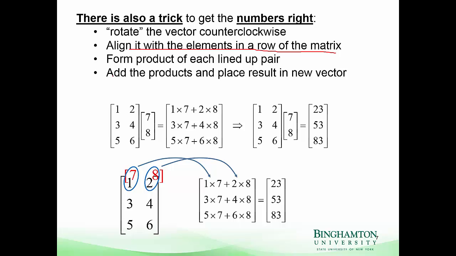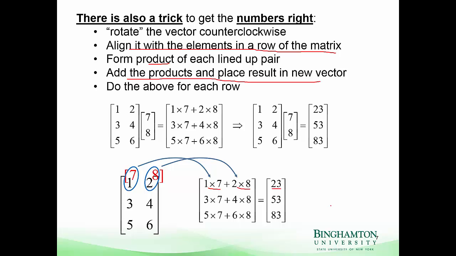So I've circled in blue the lined up pair. So 1 and 7 line up, so we form the product of each lined up pair, so 1 times 7, and then 2 times 8, and then we add the products and place the result in the new vector. So 1 times 7 plus 2 times 8 gives us 23, and that goes in there.